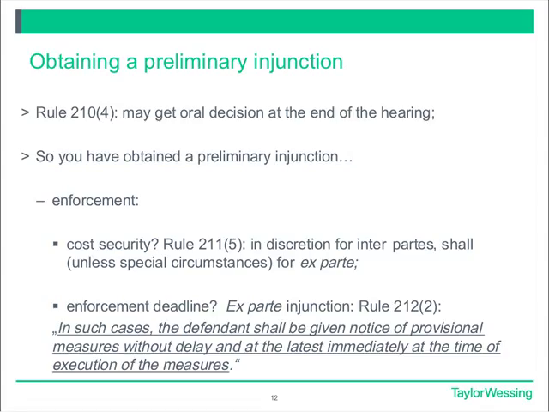Rule 211.5 makes it clear that the order shall be effective only after the security has been given to the defendant in accordance with the court's decision. Besides this, another aspect that is noteworthy in this regard: if an ex parte preliminary injunction is requested and granted, a cost security will be the rule, whereas in inter partes proceedings it can be ordered, but it is not a general rule.